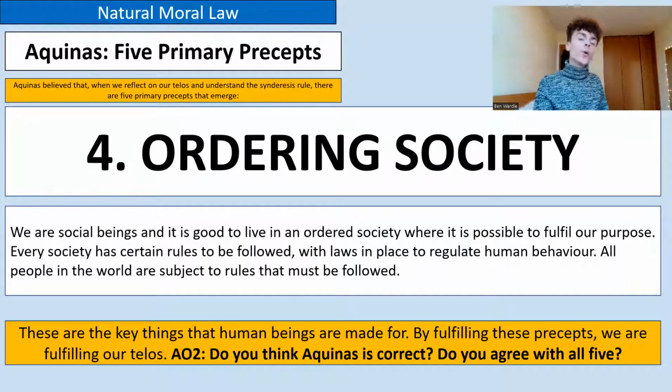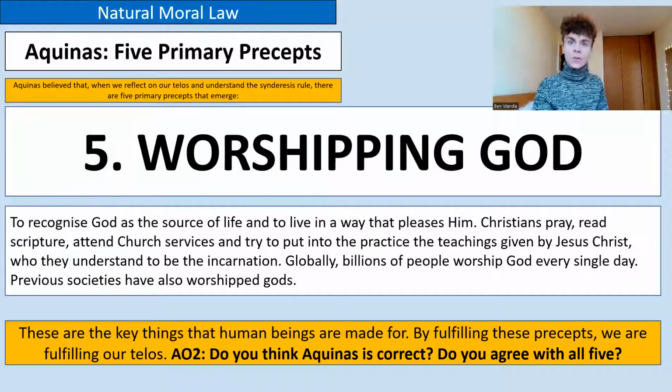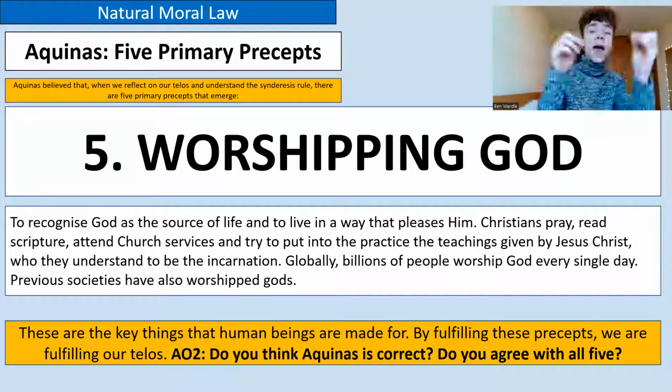I think, do you know what? All four of these so far, I don't think we can really question. I think we do see them universally. And I think the overwhelming majority of people do agree with them universally. The one that I think is a little bit more interesting, and it's a great chance for some AO2, is this one, worshipping God. Do you think that worshipping God is something that we all naturally have the desire to do? Do you think that this is something binding upon all people at all times? If you look at the UK today, for example, does every single person worship God? No, they do not. And so actually we could say, is this precept outdated?